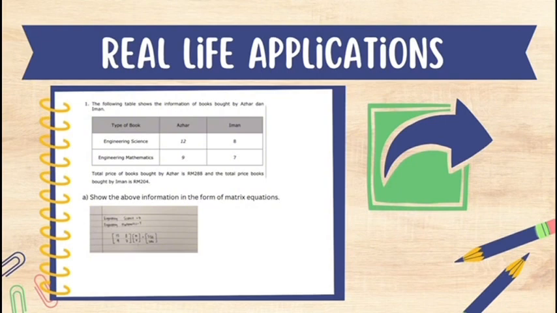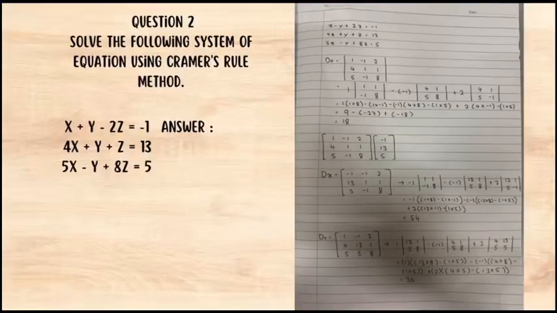The answer is 12. Solve the following system of equations using Cramer's rule method. The first equation is x plus y minus 2z equals negative 1. The second equation, 4x plus y plus z equals 13. The third equation, 5x minus y plus 8z equals 5.